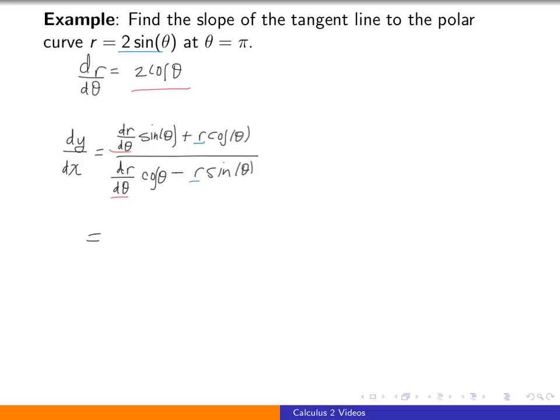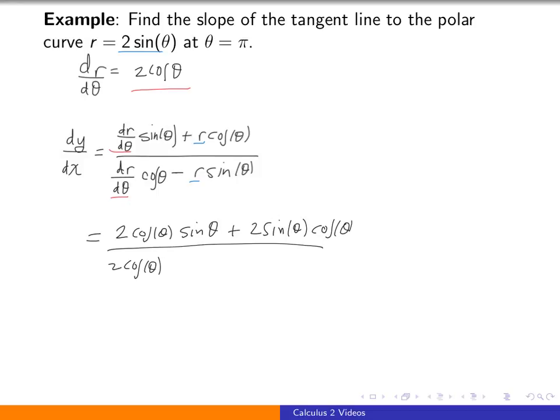So dy dx, if we substitute in, dr d theta is 2 cosine theta. In the top, the sine theta remains, plus r cosine theta, so plus 2 sine theta cosine theta. In the bottom, the cosine theta remains, and we subtract away r sine theta, so we subtract away 2 sine theta sine theta.